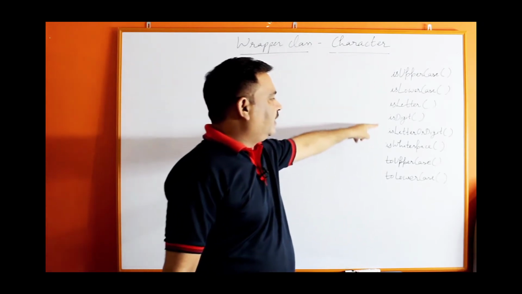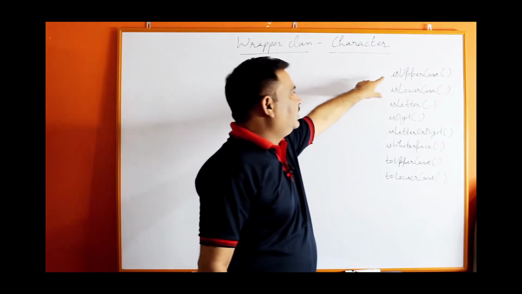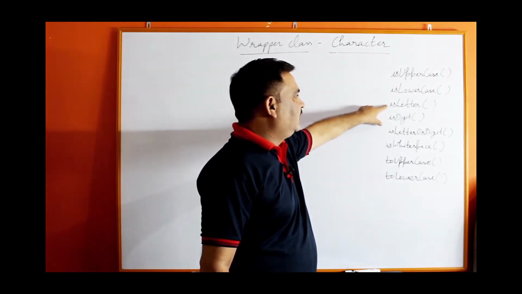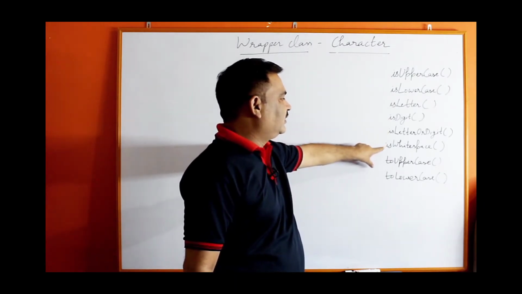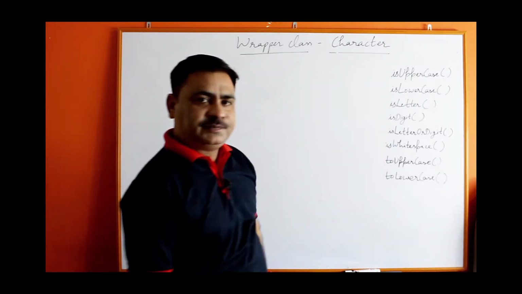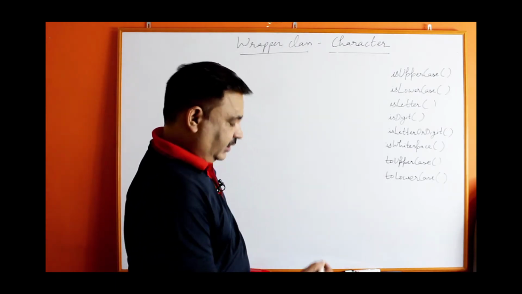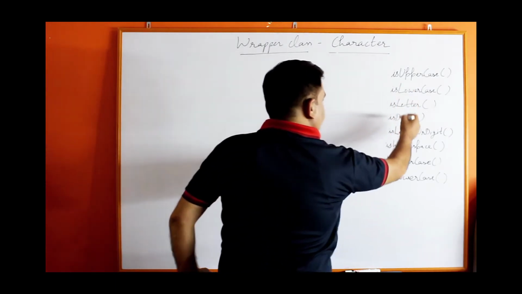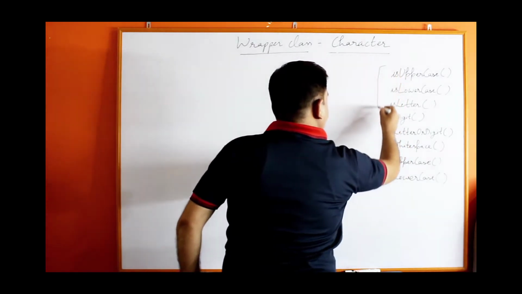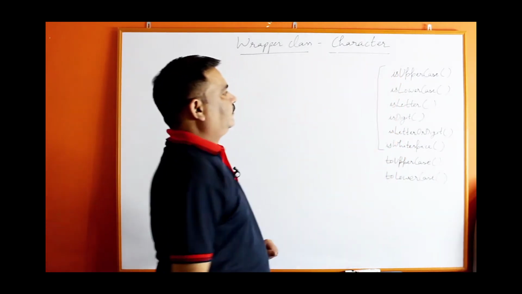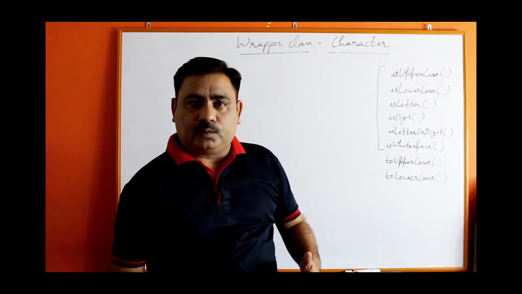These are the function names which I have written here: isUpperCase, isLowerCase, isLetter, isDigit, isLetterOrDigit, isWhitespace, toUpperCase, toLowerCase. There are many functions, but here I am going to discuss these 8 functions. The first 6 functions return a Boolean value.